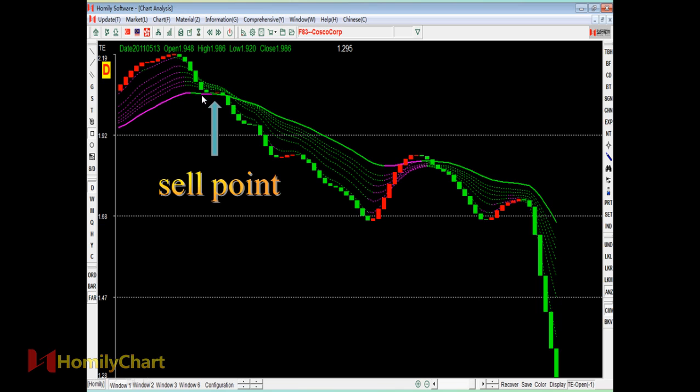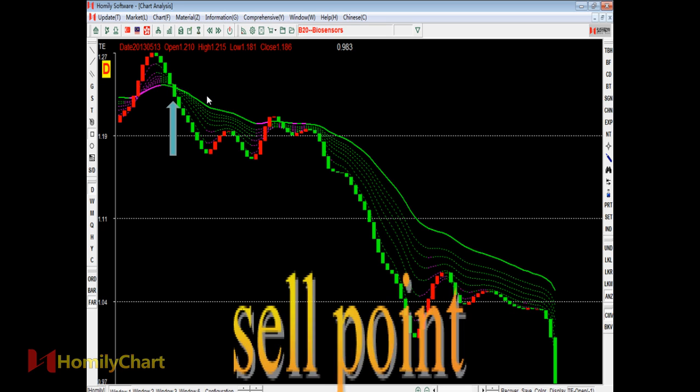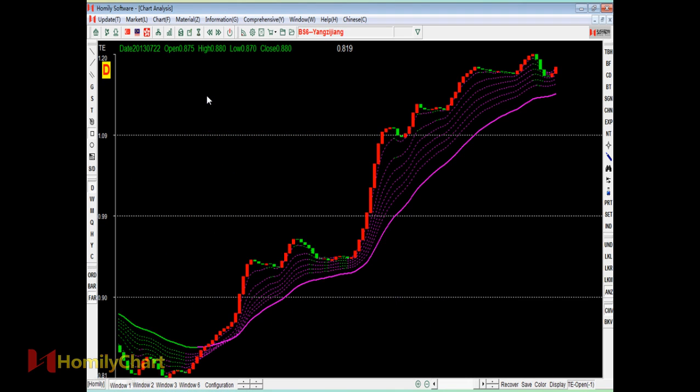Because the medium-term trend changed to downtrend, we should sell our shares. Okay, so this is another share. This is the sell point because the Dow candlestick is below the main line and the main line goes down. So this is also the sell point. Okay, so we can see these shares. This share is very strong. We know that the share is in the uptrend because the Dow candlestick is above the main line and the main line goes up.